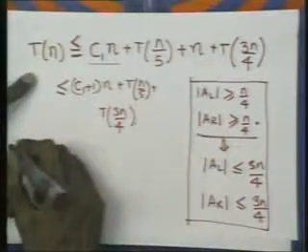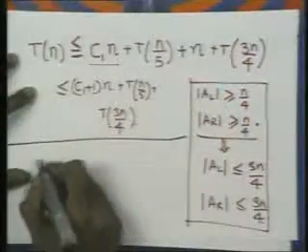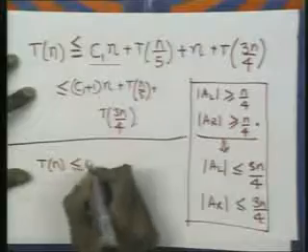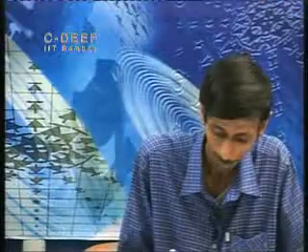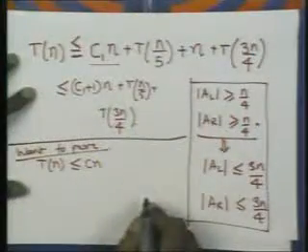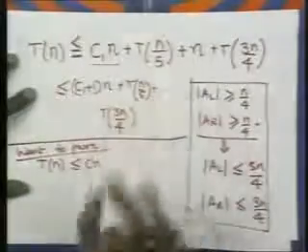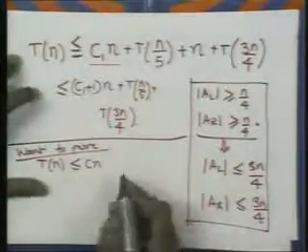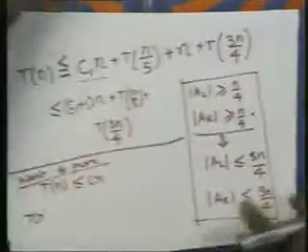In such cases, instead of writing down this recurrence the way we've been doing, there's an easier way to do this. I'll assume that T(n) is less than or equal to Cn. I want to prove this. So let's just substitute this into the previous equation and see what we get. Let me do this on a new sheet.